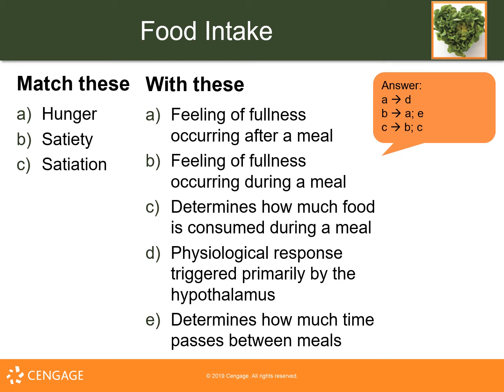So on the left, you have A, hunger, which matches with D, physiological response. B, satiety, matches with A, after a meal, and also matches with E, determines how much time passes between meals. C, satiation, matches with B, feeling of fullness occurring during a meal, as well as C, determines how much food is consumed during the meal.